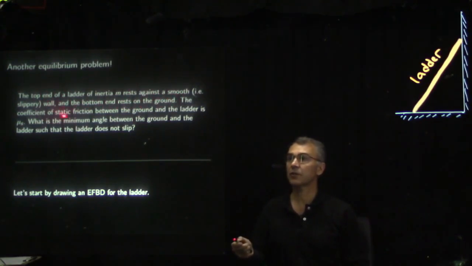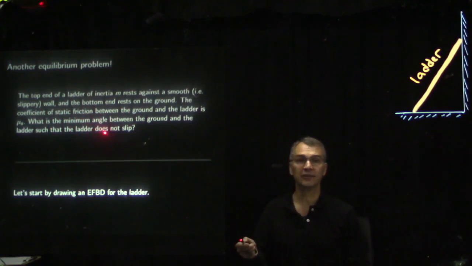The top end of a ladder of mass m rests against a smooth wall, and the bottom end rests on the ground. The coefficient of static friction between the ground and the ladder is mu static. What is the minimum angle between the ground and the ladder such that the ladder does not slip?